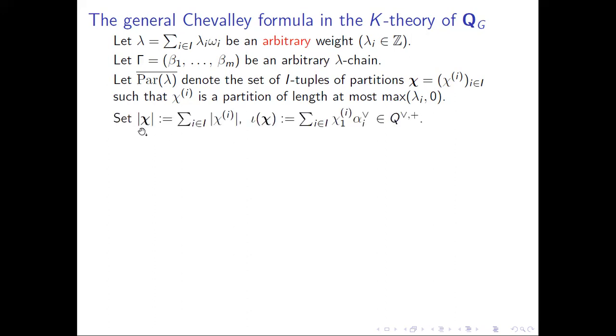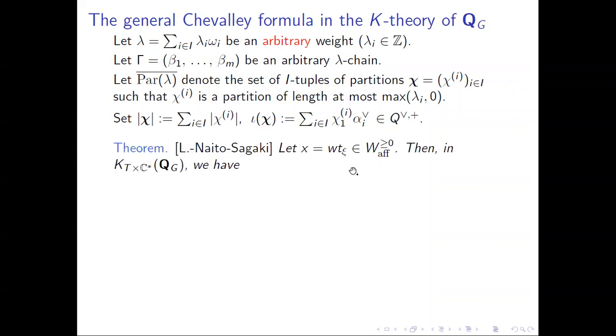And then there are some statistics. The size of the tuple, with the bars, you just sum the lengths of all the partitions in the tuple, and the second statistic just sums the simple coroots alpha I check, with coefficient being the first part of the ith partition, the largest part of the ith partition.